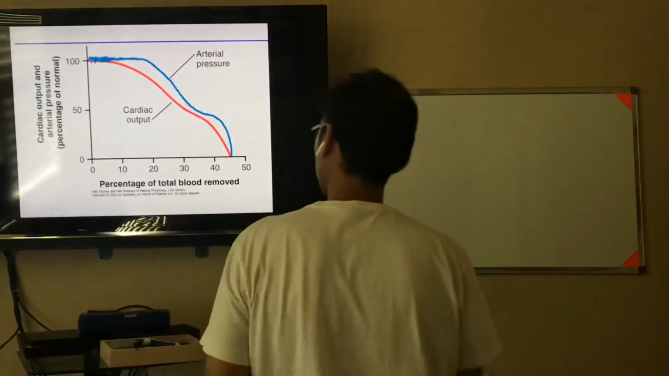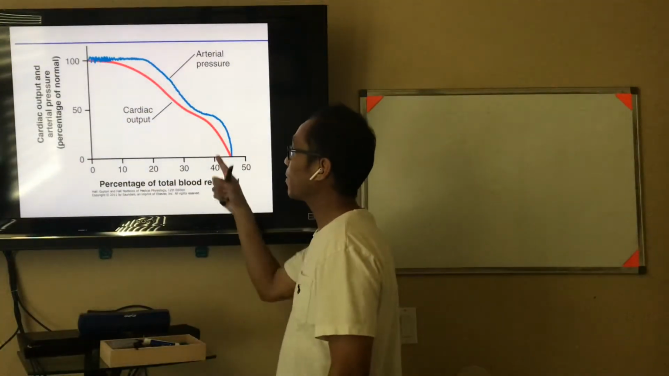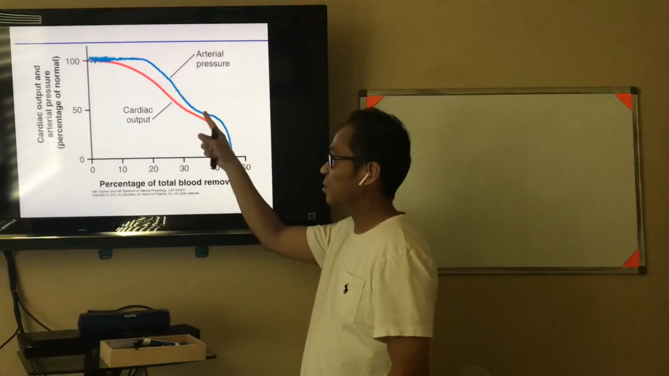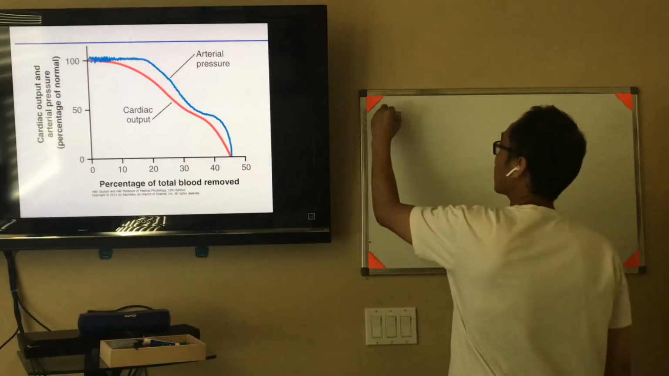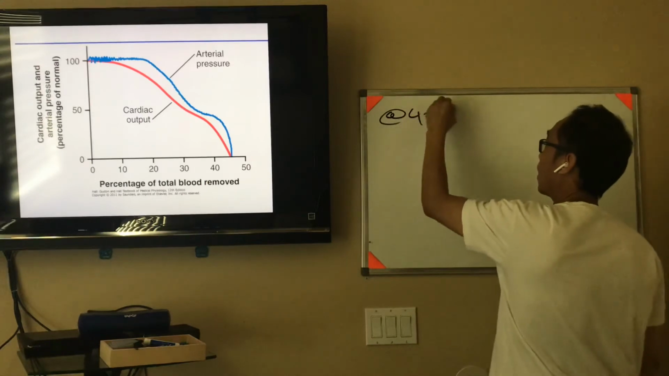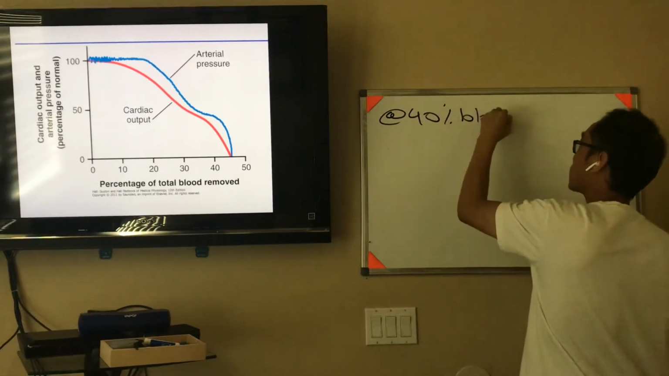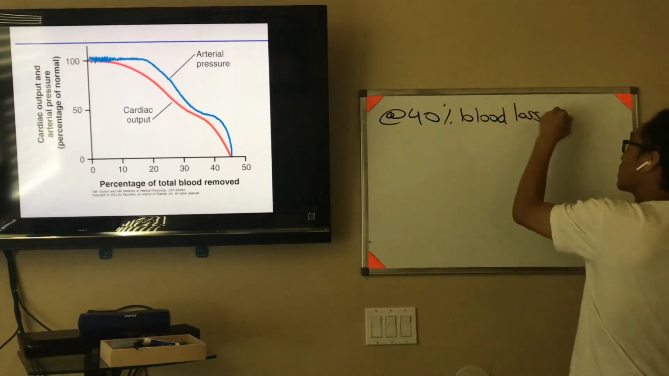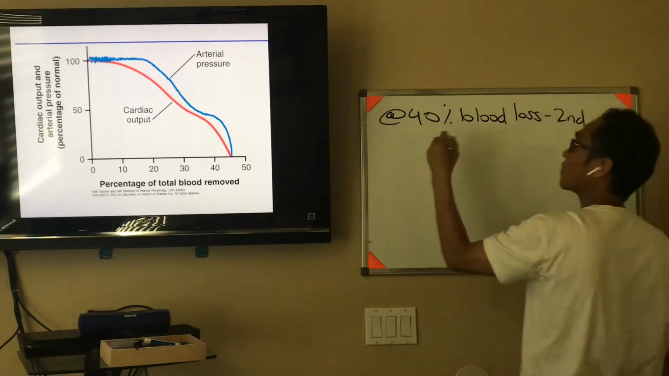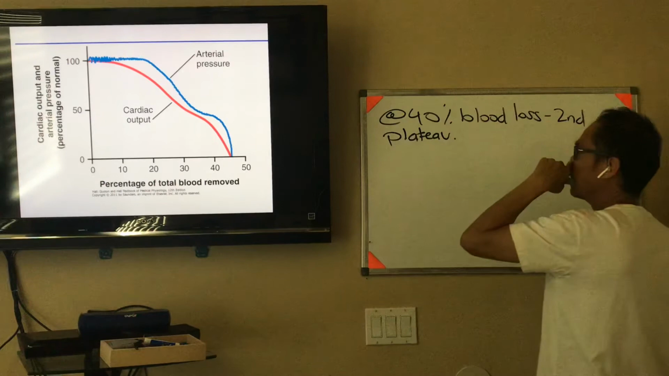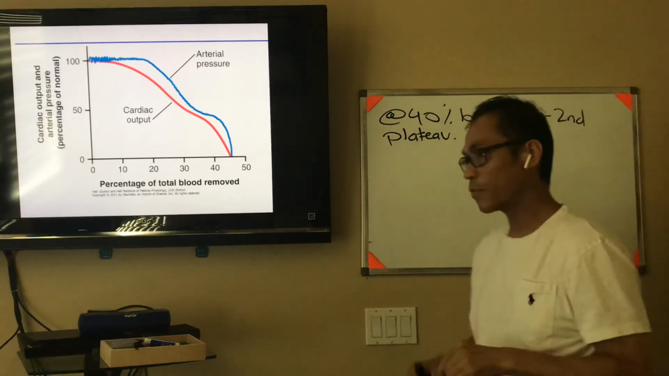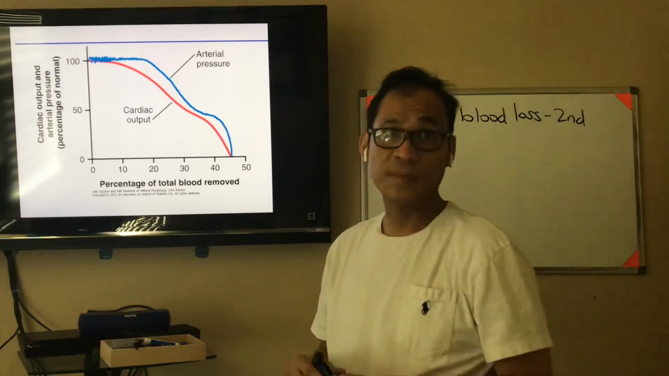Probably still have a pulse. And then when you get down here at 40% blood loss, there's this little blip right there. We call that the second plateau. This is where you're basically close to death and the brain is becoming ischemic.